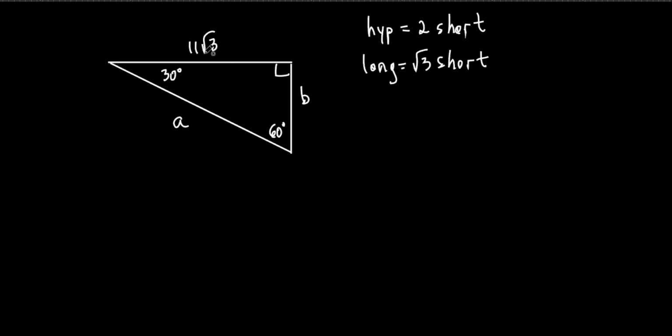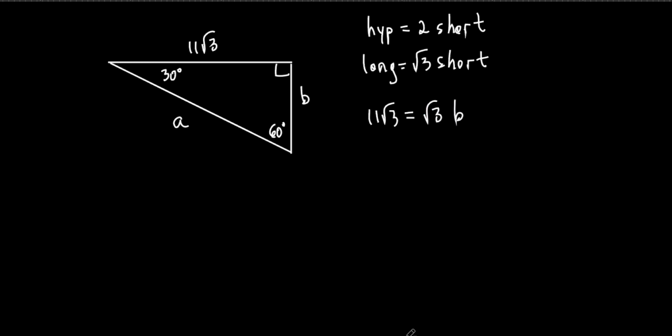So what do they tell us? They tell us 11 square root of 3, which is the long side. How do I know it's the long side? Or the long leg, I should say. Because it's opposite the 60. So that's the long leg. So it's 11 square root of 3 equals, let's write in our little formula, square root of 3 times the short side. What's the short side? B.